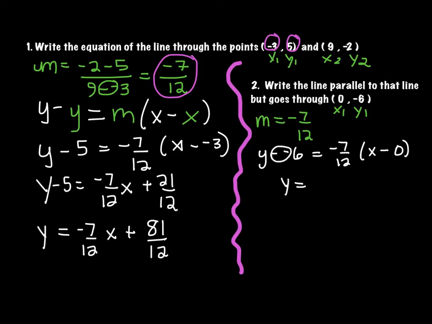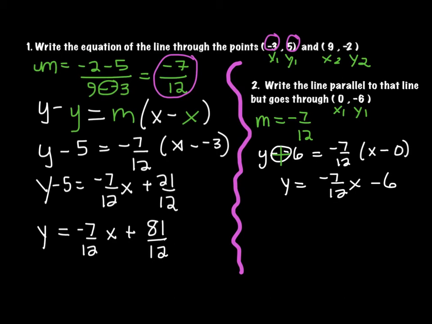So I get y equals negative 7 over 12x because I distribute to here. If I distribute to here, I'm going to get 0. If this is a plus, I'm going to subtract it to the other side. That will be the equation of my line that is parallel to this one, but it goes through this point.